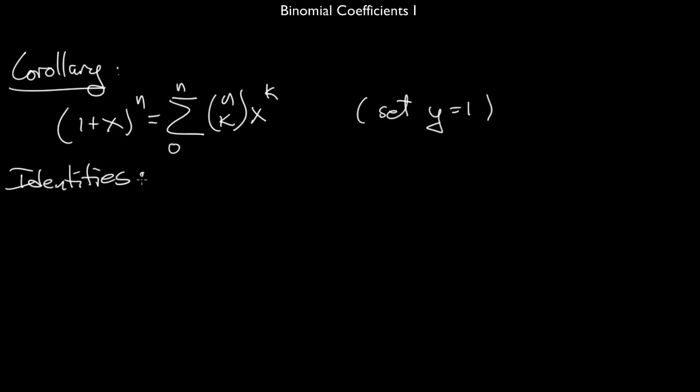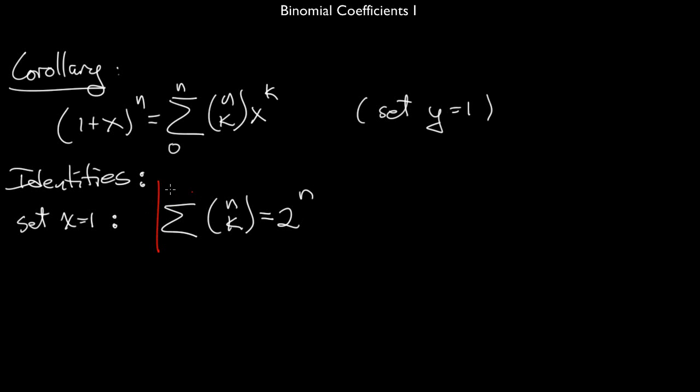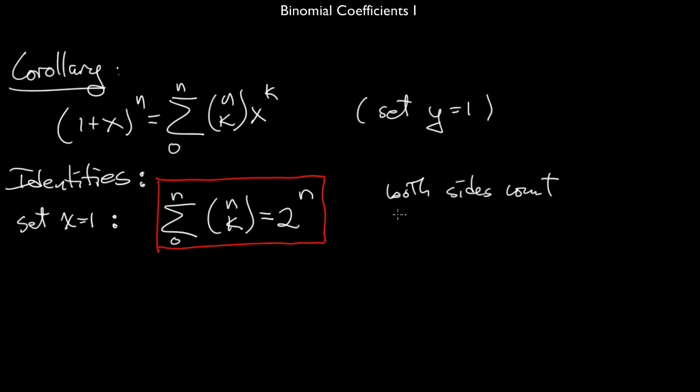So the first one is just take x is equal to 1, and you get the formula: the summation of n choose k is equal to 2 to the n. That's what you get when you plug in x is equal to 1. And we saw this earlier. This has a combinatorial interpretation. The combinatorial proof of this is that both sides are counting the total number of subsets of an n set.